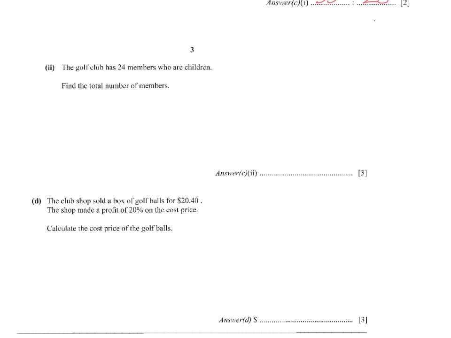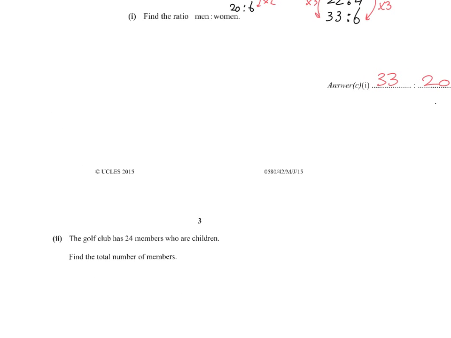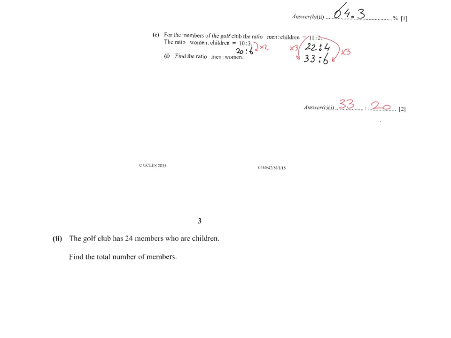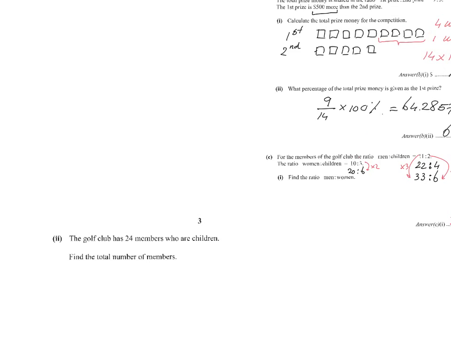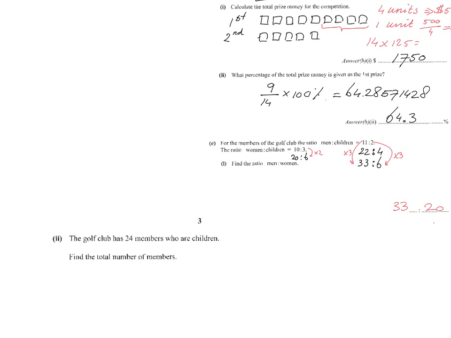Now, why do I have it here? Because I need my previous question, the information anyway. So I'll make that slightly smaller. I hope you can still read it. I'm not sure. Okay, so what was the question again? The golf club has 24 members who are children.